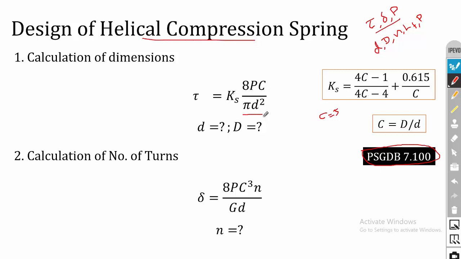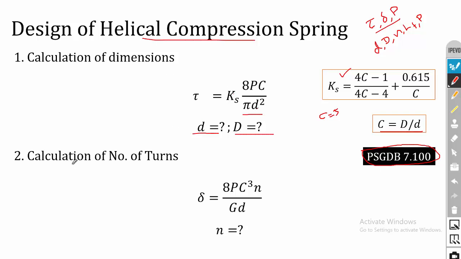So if the C value is not given, then we can assume C equal to 5. And by substituting the C value, we can calculate the Ks value by using this equation. This equation is also in the data book 7.100. Kindly refer the equations from the data book. After calculating Ks, you can substitute it here and you can calculate the value of d, that is wire diameter. Once after calculating the wire diameter, by substituting the d value in the C equation, that is C is equal to capital D by small d, we can calculate the capital D value. Okay, so this is the first step.